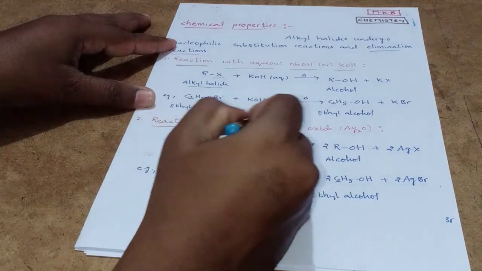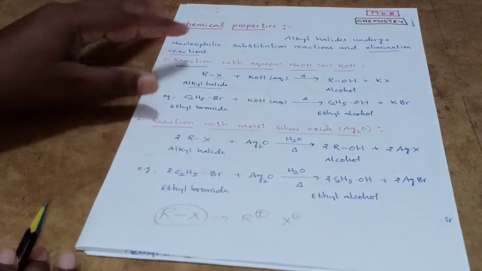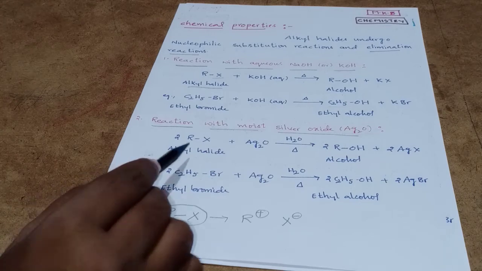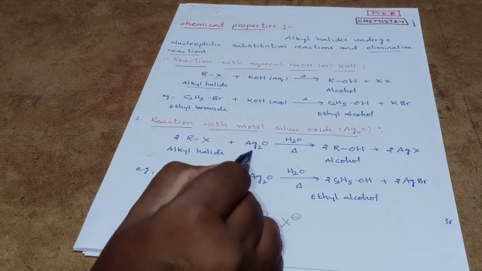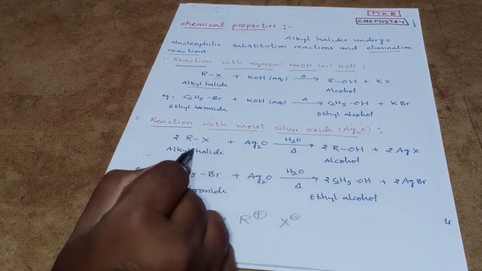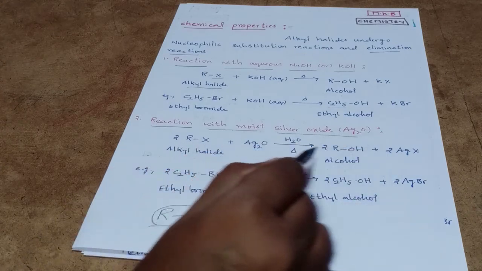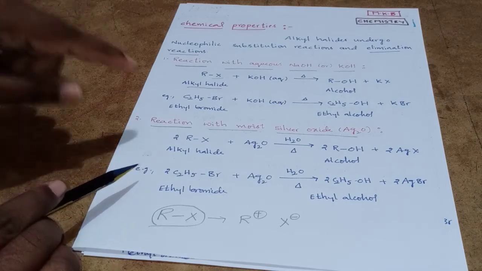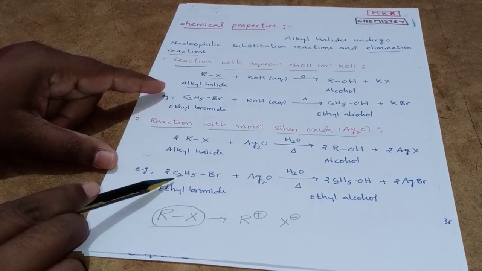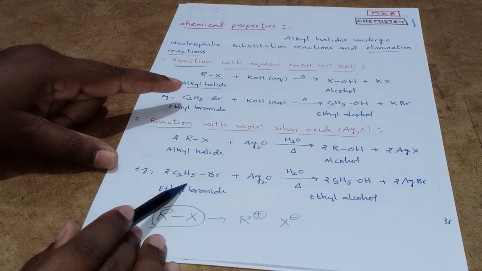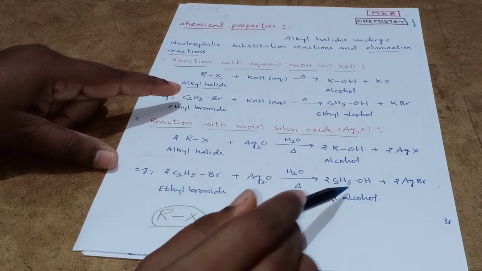Similarly, the reaction with moist silver oxide. Moist is nothing but moisture, that is water content, so hydrated silver oxide. When alkyl halide reacts with moist silver oxide, again we get an alcohol, ROH. This is the general reaction: RX plus Ag2O gives rise to ROH plus AgX. For a specific example, in place of R you write the ethyl group, in place of X you write bromine. C2H5Br plus Ag2O gives rise to C2H5OH plus AgBr.